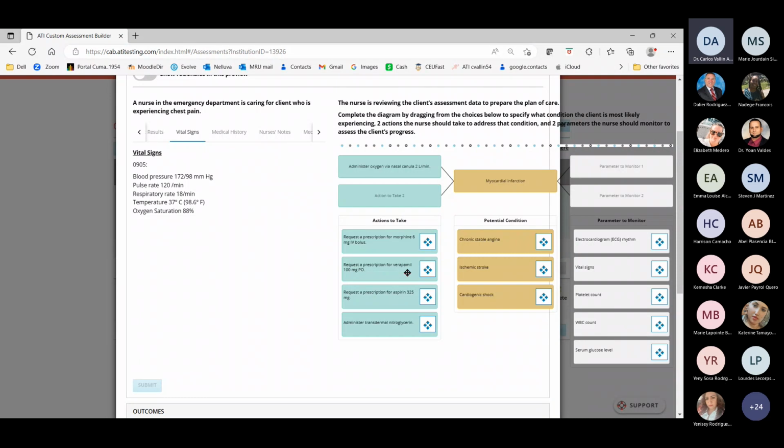Verapamil, no. Calcium channel blockers are contraindicated in myocardial infarction because they increase mortality. Prescription of aspirin, 325 milligrams. The administration of aspirin in acute myocardial infarction has demonstrated decreased mortality. Administration of transdermal nitroglycerin. Do you give nitroglycerin to this patient? No. Why? Because it's taking sildenafil.